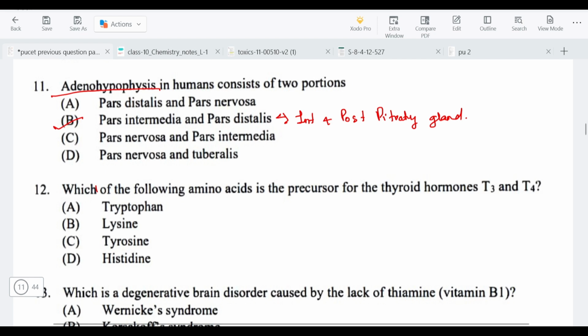The answer is tyrosine. This tyrosine, what is this? This is an amino acid. It means that thyroid hormones, they are proteinous in nature. They are proteinous in nature because they are synthesized from the amino acid tyrosine, and this is an important question.